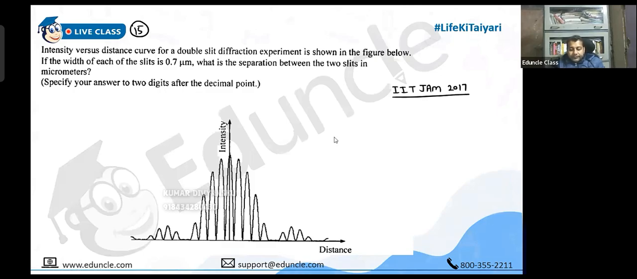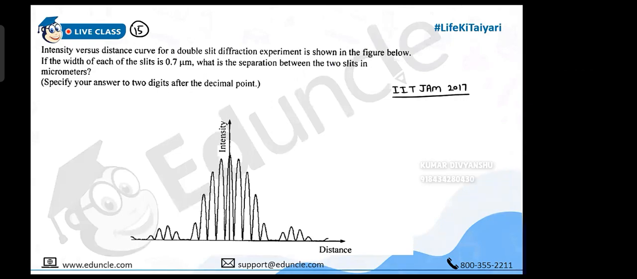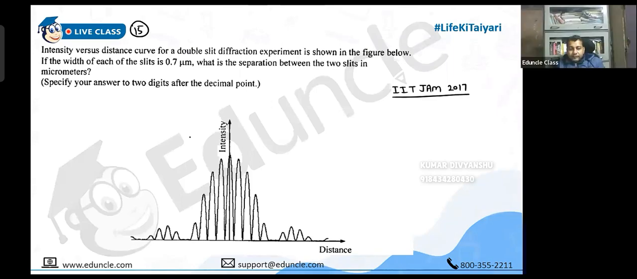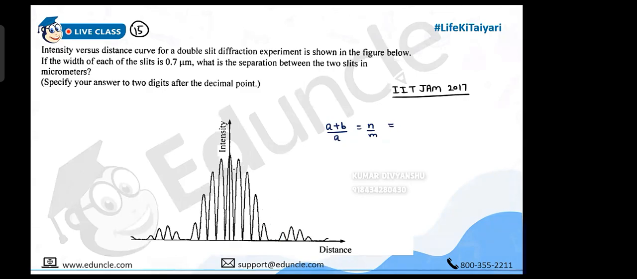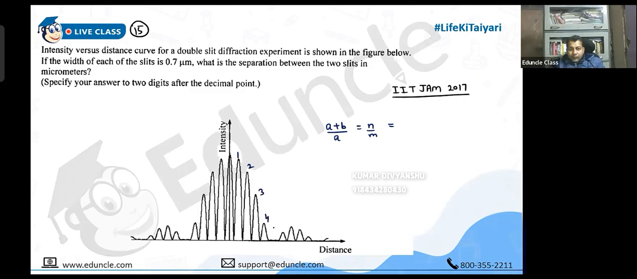Yes, Rita, Durga. Now your formula will come into play, that a plus b that you are talking about. Yes, Akash, very good. This is the formula. Which one is missing? Count. Fifth order. 1, 2, 3, 4, fifth one. So it is coinciding with which one? First diffraction minima. It coincides with the fifth interference maxima.